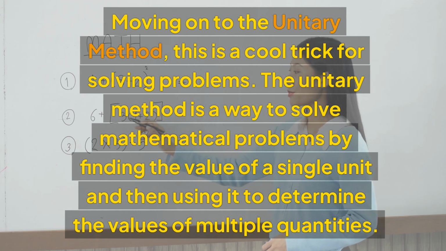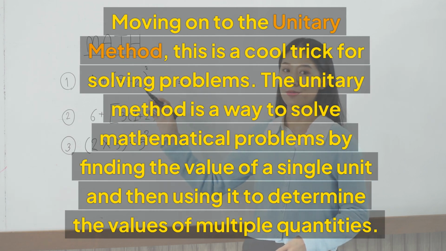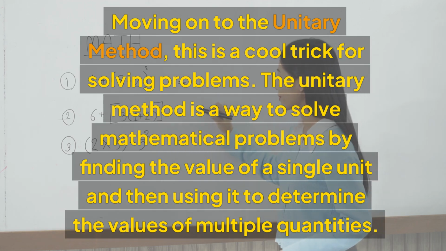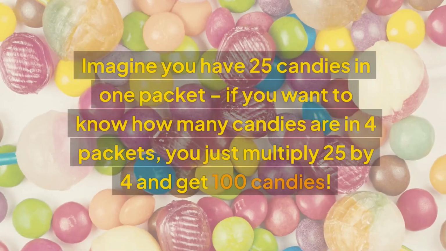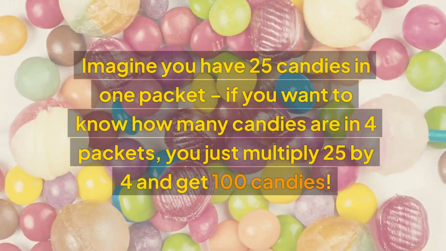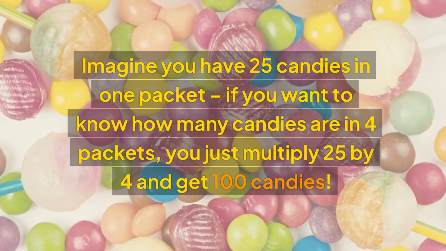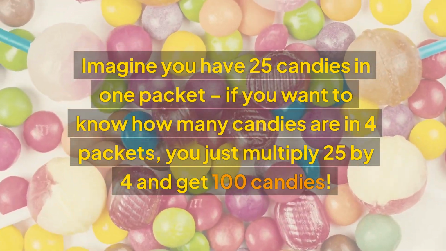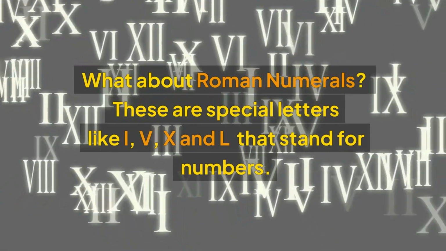Moving on to the unitary method, this is a cool trick for solving problems. The unitary method is a way to solve mathematical problems by finding the value of a single unit and then using it to determine the values of multiple quantities. Imagine you have 25 candies in one packet. If you want to know how many candies are in 4 packets, you just multiply 25 by 4 and get 100 candies.